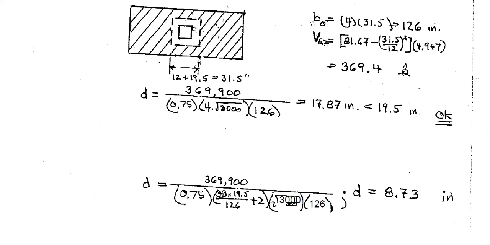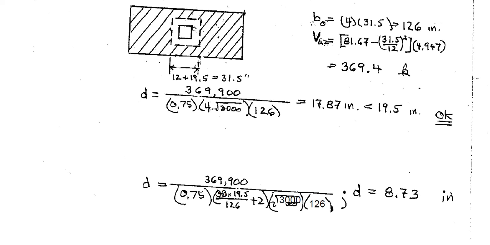So you may get a slightly larger number, say 9 inch, whatever. So we need 9 inch, and we are providing 19.5. So there is a huge gap, so I do not need to revise this calculation. If I use d here and solve for d, that will be a very close number.